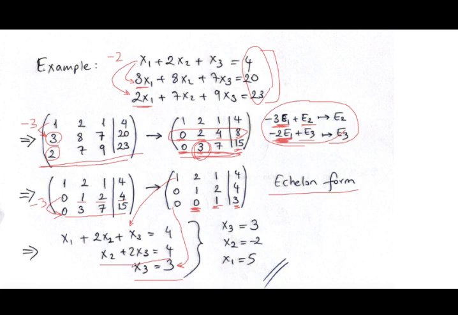Now we already know that x3 equals 3, and then I can find x2, and then I can find x1. So this is why echelon form is really useful for us, because once we get it, the last unknown variable is obtained directly.